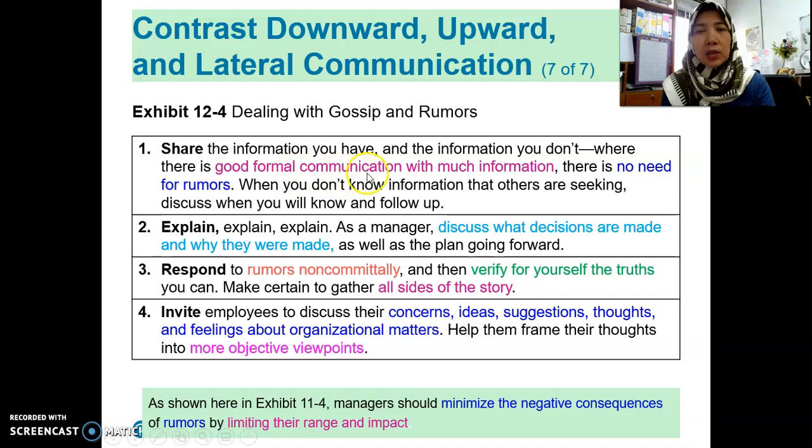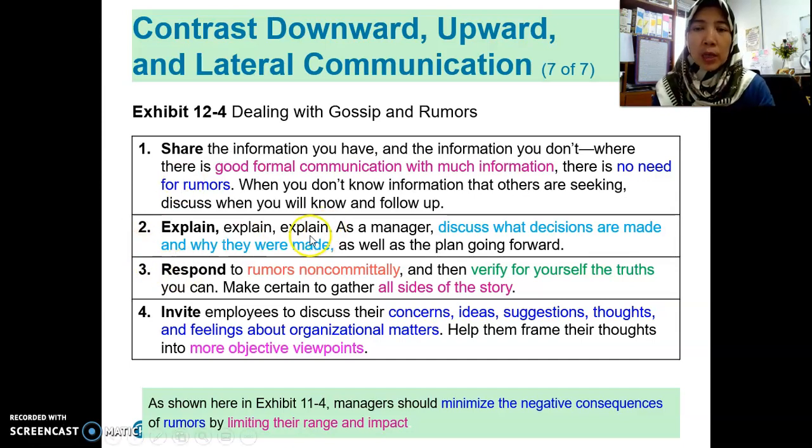Where there is good formal communication with much information, there is no need for rumors. People say that if the formal channels are quite good, very clear, sent from the top to the level of employees, so if there is clear communication from the upper level to the lower level, that means downward communication, so there is no need to have rumors because it is already clear. Normally rumors happen if the employees are not clear about certain things, certain information. So it is important also.